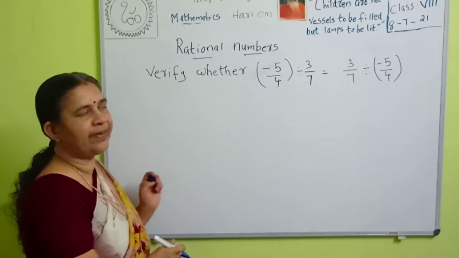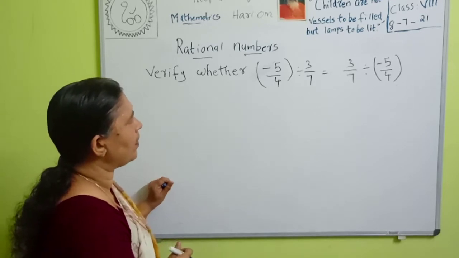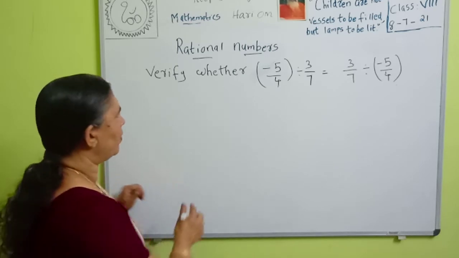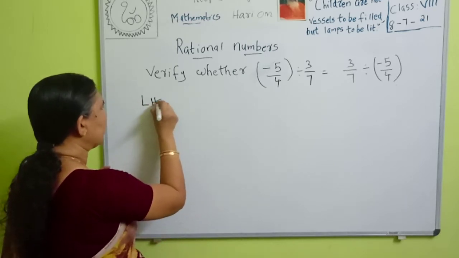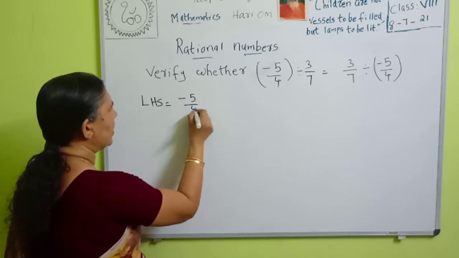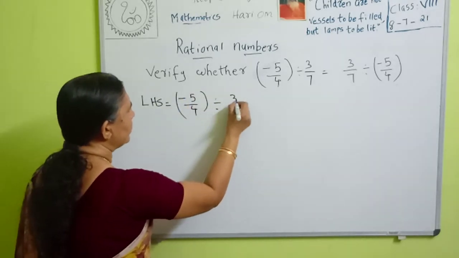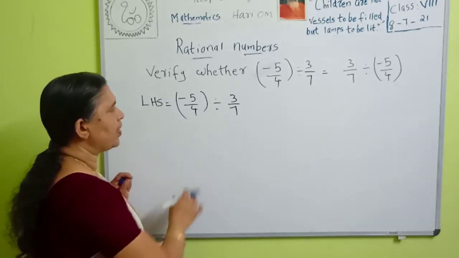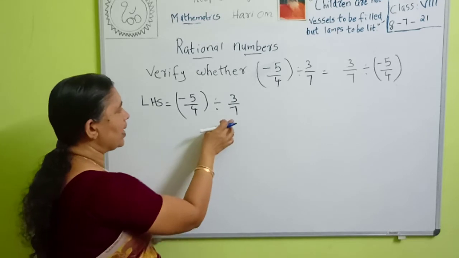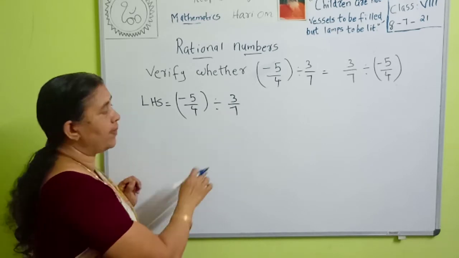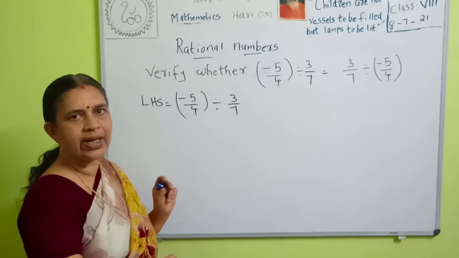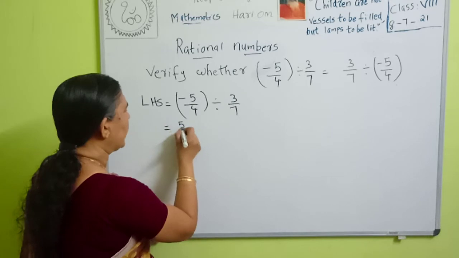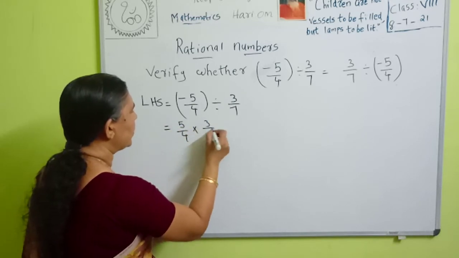Next question. Verify whether minus 5/4 divided by 3/7 is equal to 3/7 divided by minus 5/4. Here also we can first simplify the LHS. What is LHS? Minus 5/4 divided by 3/7. Karen, what do you do to divide it? To divide by a rational number, we have to multiply by the reciprocal of the divisor. Here what is the divisor? 3/7 is the divisor.